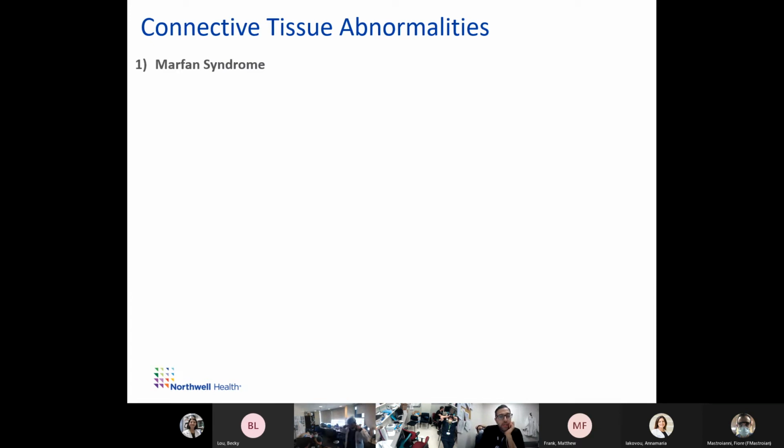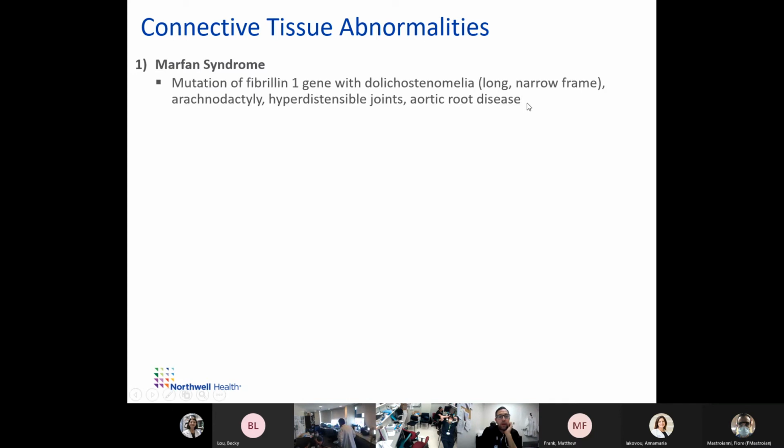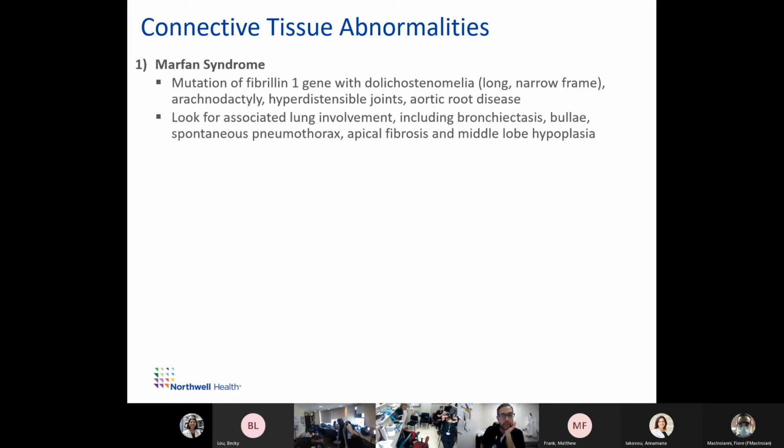One that we don't see as commonly, but there's an association with the non-tuberculous mycobacterial infections is Marfan syndrome, which is a mutation of fibrillin 1. These are patients that are long, narrow framed, have long fingers, hyperdistensible joints, aortic root disease. And these patients, you want to look for associated lung involvement. So classically, we'll hear about these patients having spontaneous pneumothoraces, bullous lung disease, but they can also develop bronchiectasis.